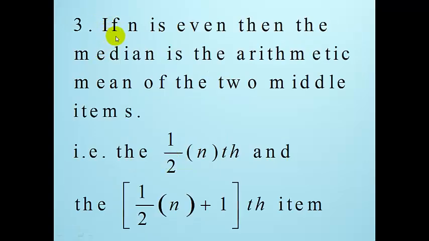Now, if n is even, then the median is the arithmetic mean of the 2 middle numbers. That is half n and half n plus 1 item. Now let's look at what you mean by this.